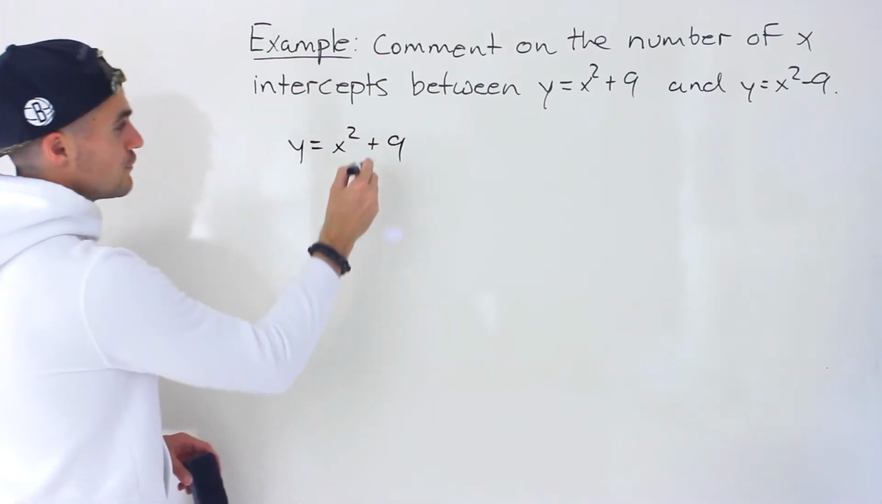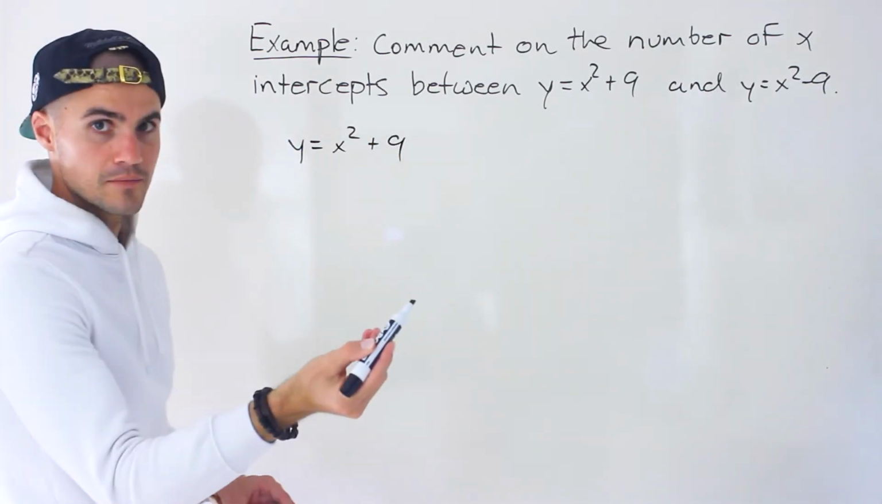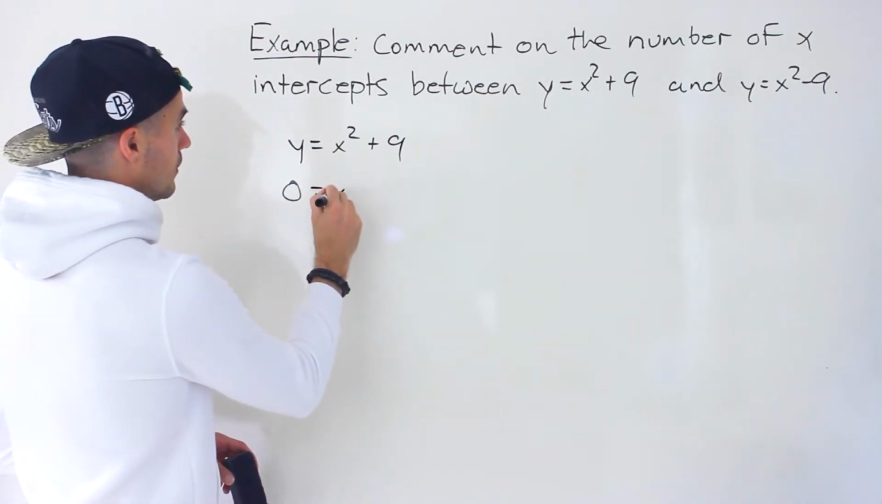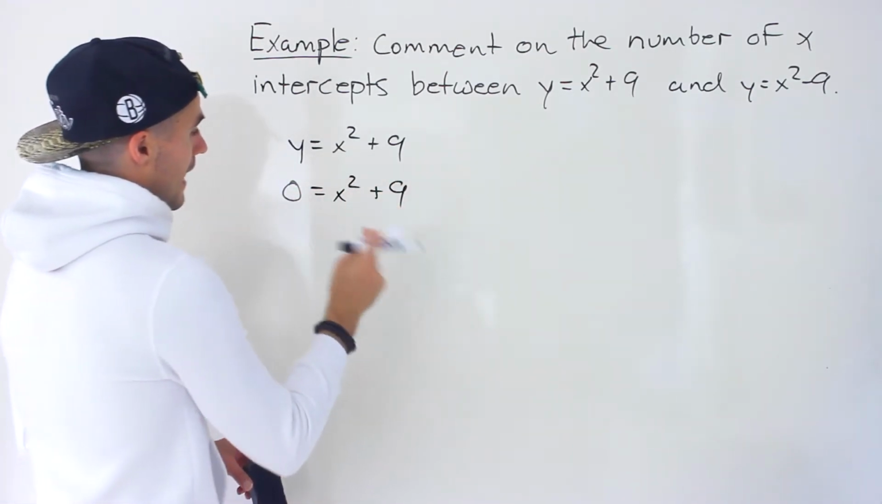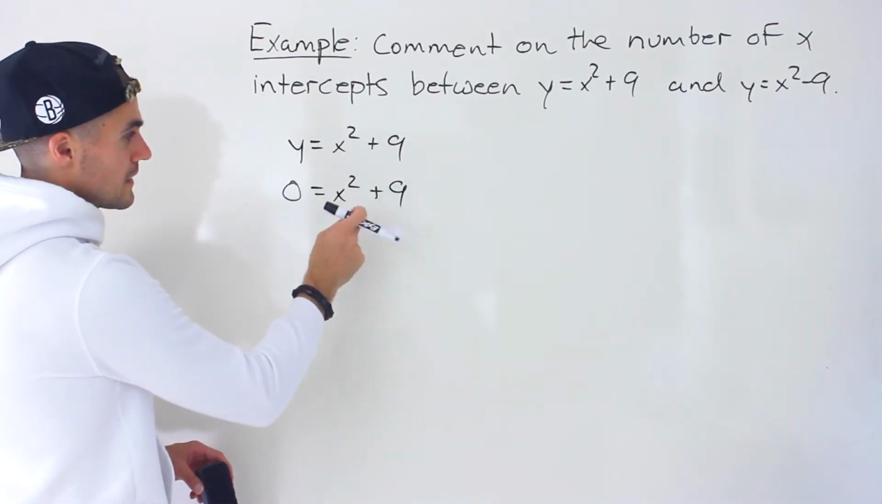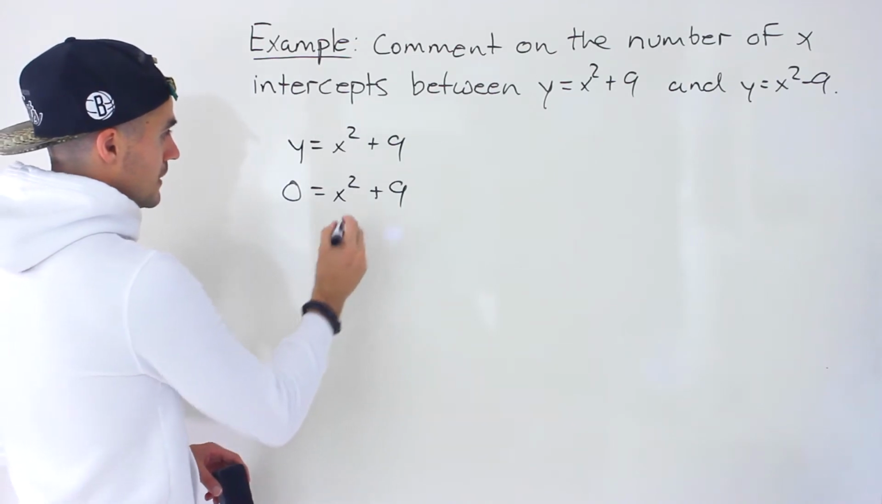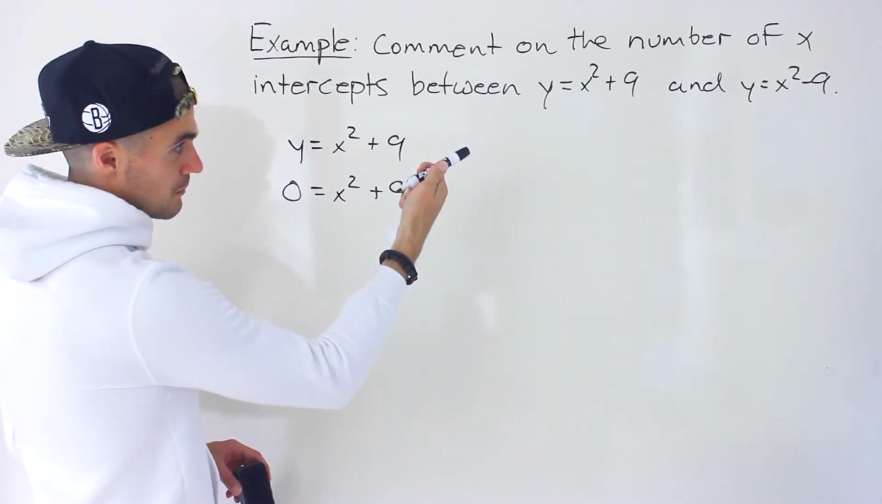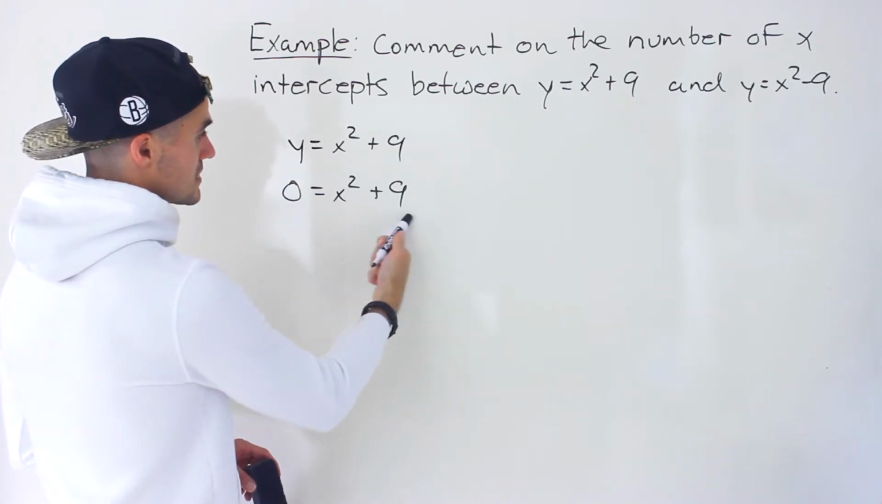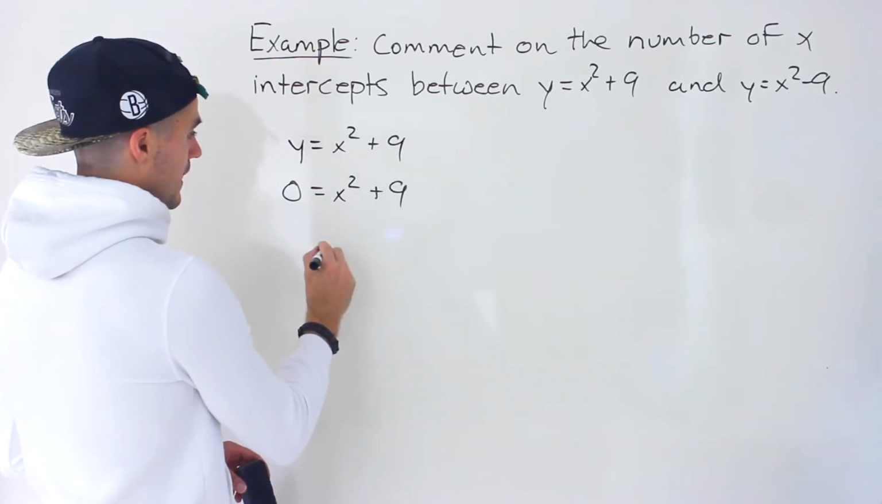Now, how do we find x-intercepts algebraically? Well, we plug in 0 for y. And from here, what we usually do is try to factor it. This is actually not going to factor. If you notice, x squared minus 9 is a difference of squares, but there's a plus over here. So this is not going to factor, and you can actually confirm that as well.